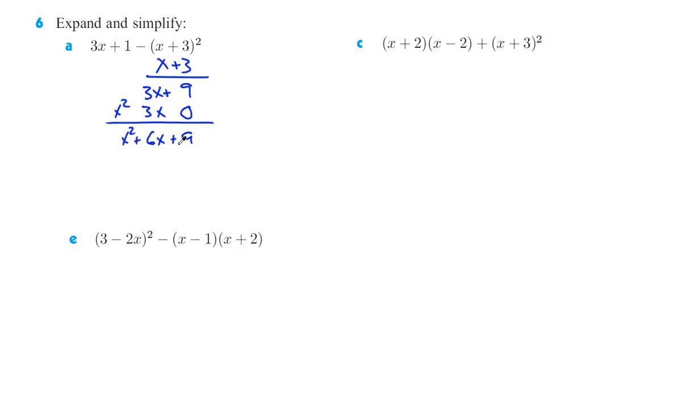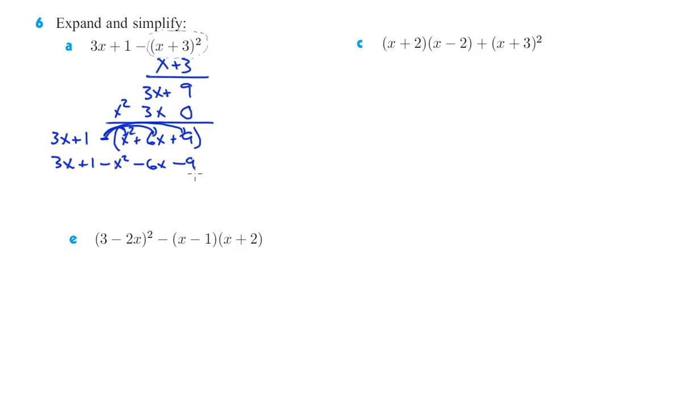Oops, I don't want to circle that because I'm not done. So we just simplified this right here. So this stuff right here, that right there is what equals this. So I need to put the rest of this stuff back on it. So that negative goes there, and then we also have a 3x plus 1. So now I'm going to want to distribute that negative to all 3 parts of this. So it's really going to be 3x plus 1 minus x squared minus 6x and minus 9.